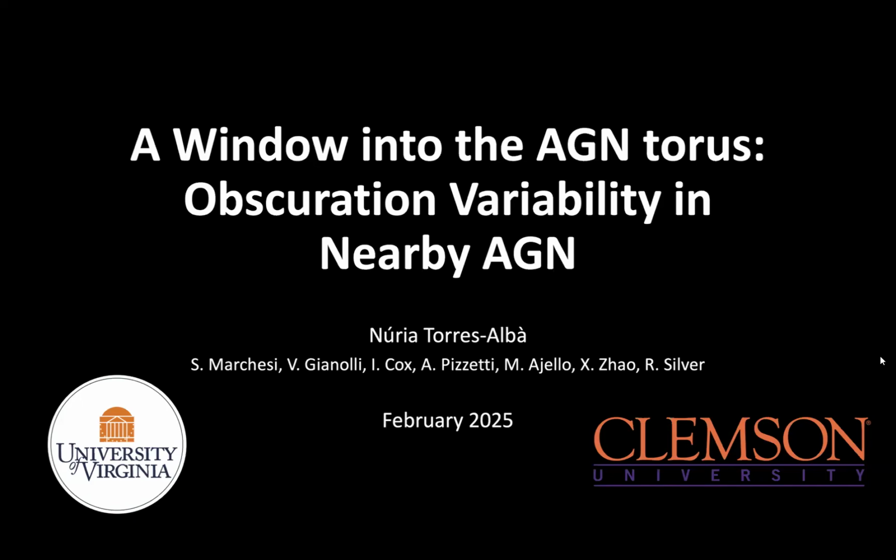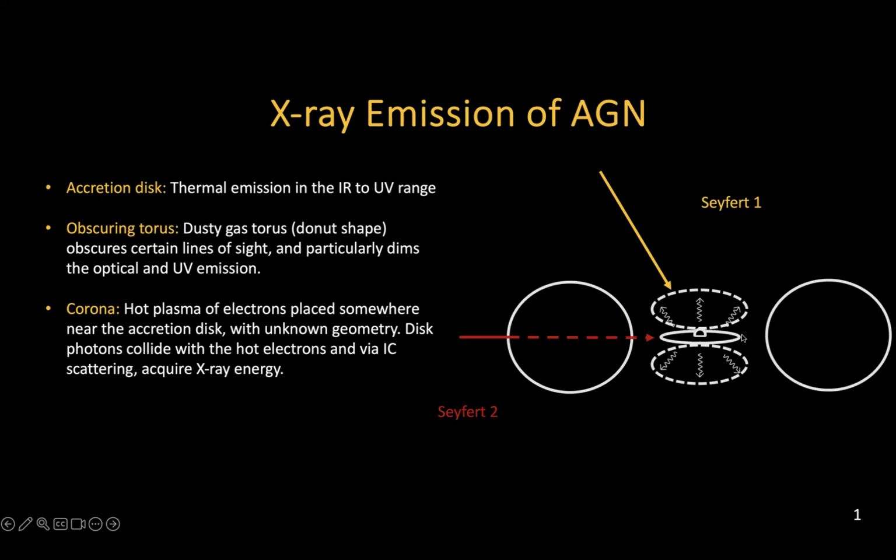Thank you. So today I'm going to be talking about this work that we started at Clemson University, mostly in collaboration with Stefano, who you all know. It is about using obscuration variability in nearby AGN to try and say something about the AGN torus. Was this me? No, now it's working.